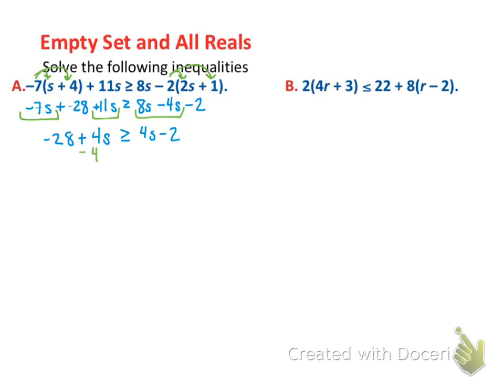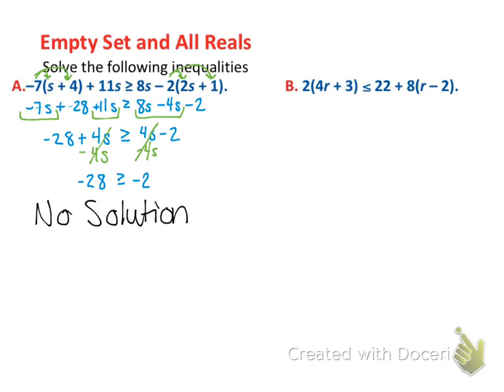All right, move all variables to the same side. So let's go ahead and subtract that, make it disappear. Subtract that. Uh-oh, it disappears. What are we left with? Negative 28 is greater than or equal to negative 2. Is that true? Is negative 28 bigger than negative 2? No. So that means there is no solution. So now you understand why it says empty set in all reals. Empty set means there's no solution. There's no numbers that will work.